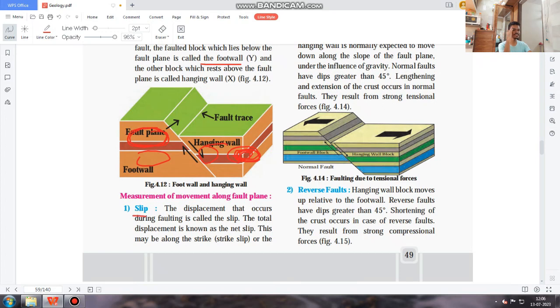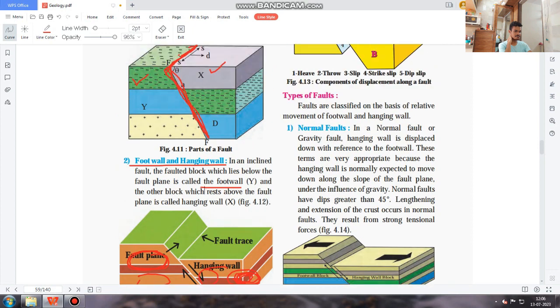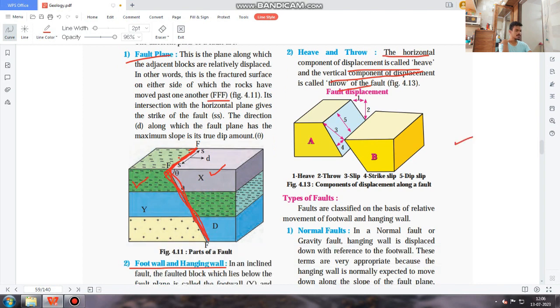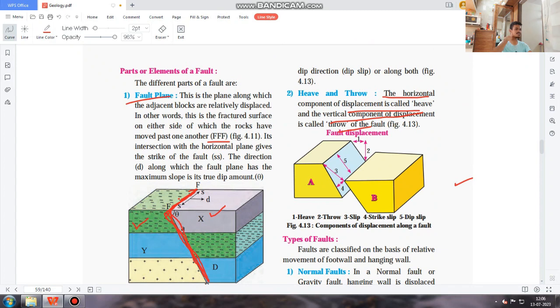Next we move on to measurement of movement of slip. The displacement that occurs through the faulting is called slip. Net displacement, total slip, is net slip. Heave and throw: what is heave and throw? Horizontal component of displacement is heave, vertical component is throw. Horizontal is heave, vertical is throw.